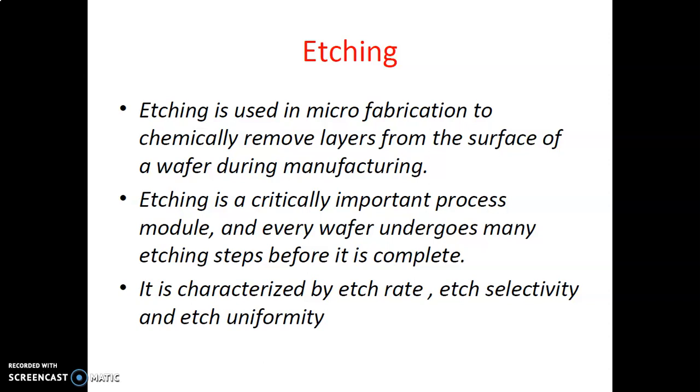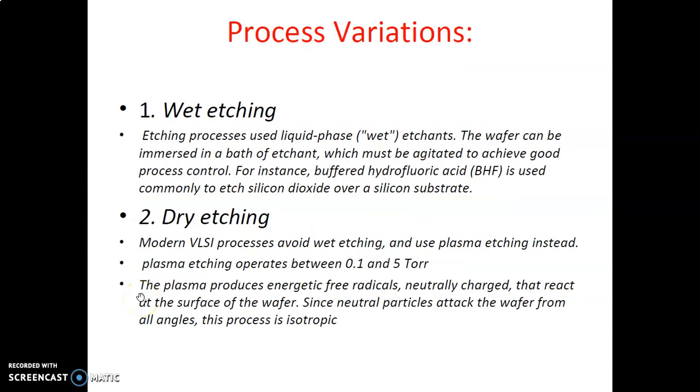It is characterized by the etch rate, etch sensitivity, and etch uniformity. These are the process parameters that identify the process: what the etching rate should be and what the sensitivity should be. Now this process is divided into two parts: the first one is wet etching and the second is dry etching.